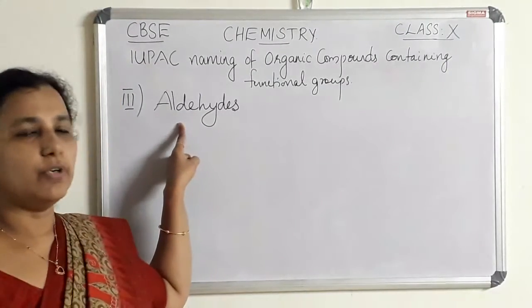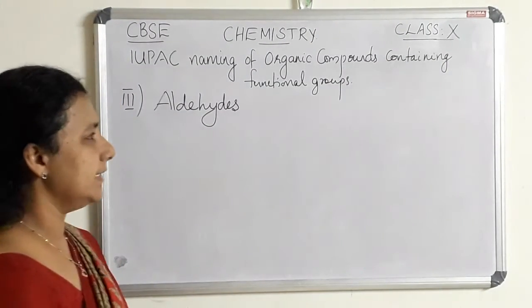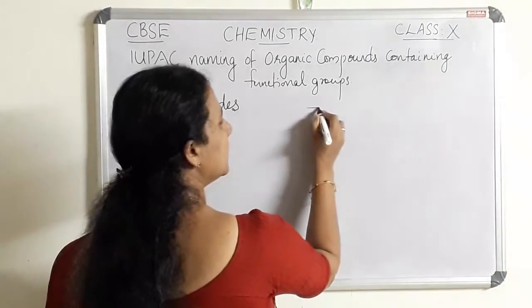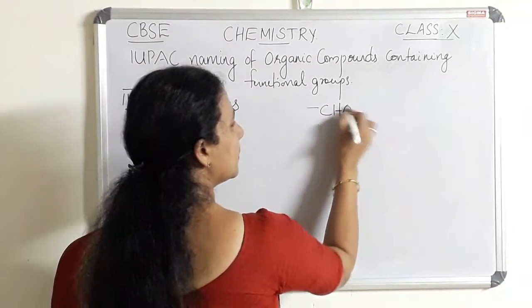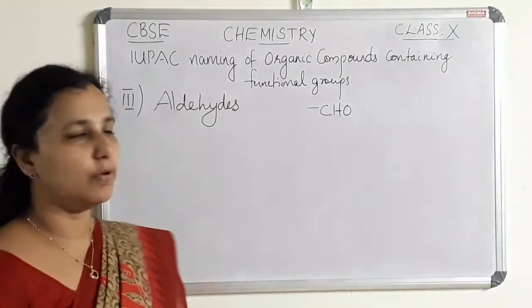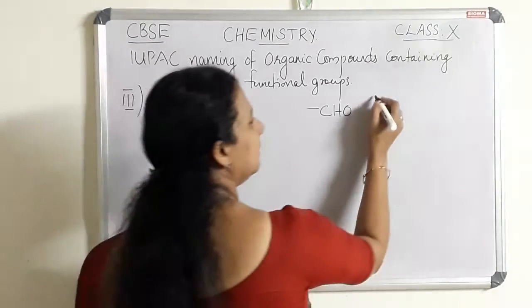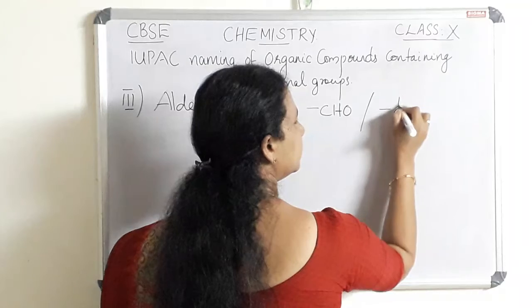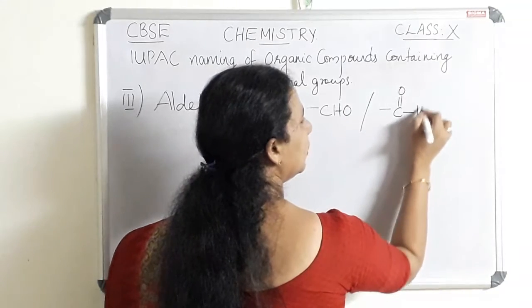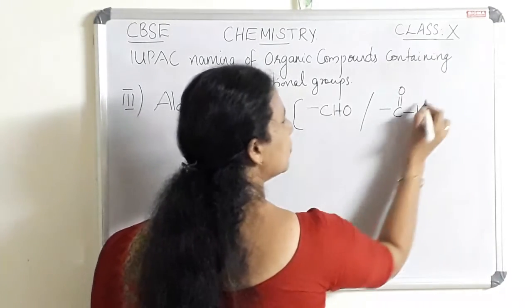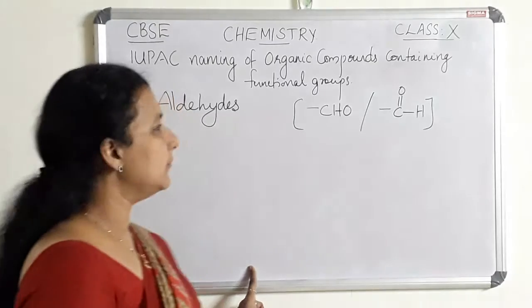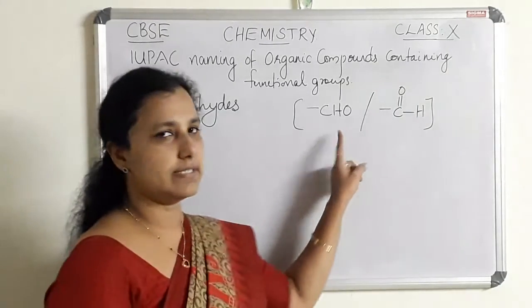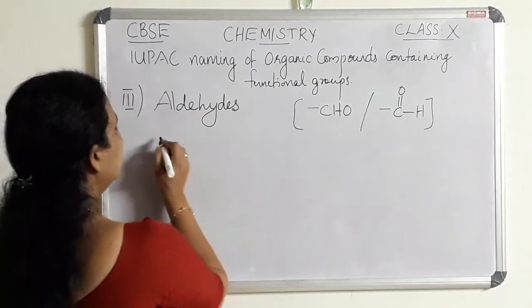The third family of organic compounds is aldehydes, and the functional group is CHO. So CHO is the functional group of aldehydes, and it can be written as CHO together or as C double bond OH. In these two ways we can write the functional group of aldehydes. Let's see one example.